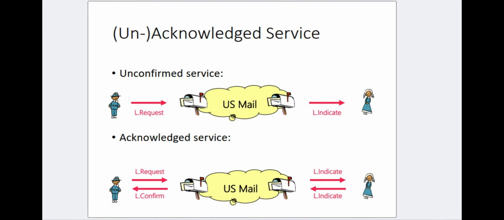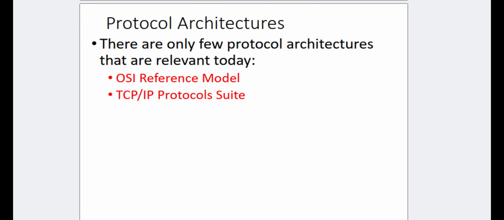Example, sending a letter: Bob's mailbox, Alice's mailbox, the postman, the logical flow of information. Acknowledged service, unconfirmed service, acknowledged service. US mail: L.request, L.indicate, L.indicate, L.confirm; US mail: L.request, L.indicate.